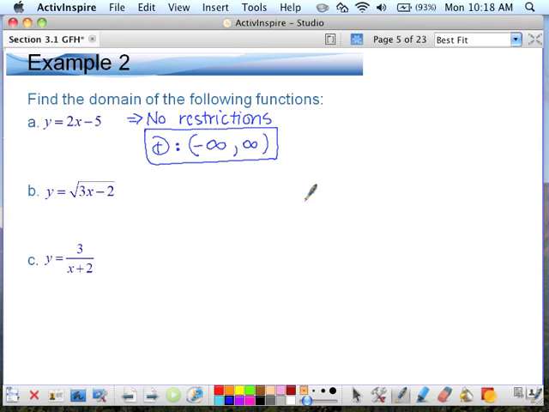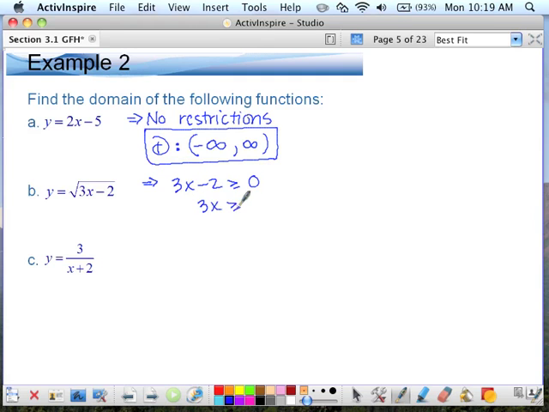Now for the second one, y equals the square root of 3x minus 2. To find the domain, you first have to identify the restrictions. We know that the square root is not allowed to be negative. In fact, it has to be greater than or equal to 0. So that's how you start. You start by taking what's under the square root, setting it greater than or equal to 0, and then you just solve it.